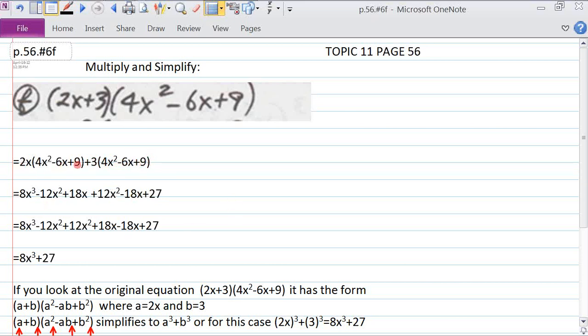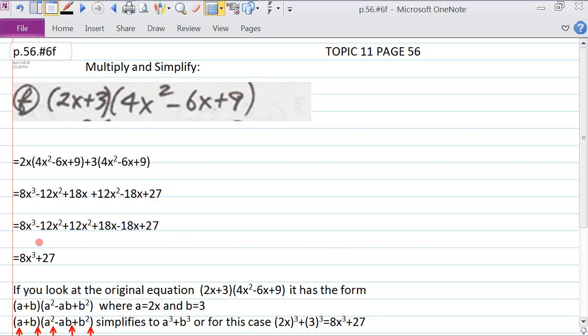So let's do the first part here. 2x times 4x squared gives us 8x cubed. 2x times minus 6x gives us minus 12x squared, and 2x times plus 9 gives us plus 18x. Now plus 3 times 4x squared gives us plus 12x squared, plus 3 times minus 6x gives us minus 18x, and plus 3 times plus 9 gives us plus 27.